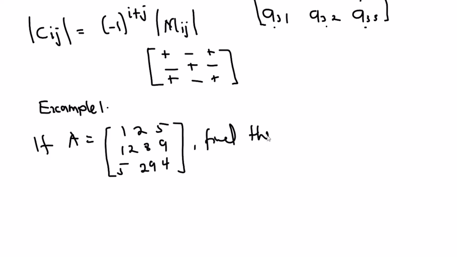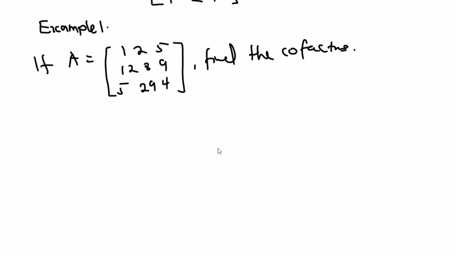Find the cofactors. Okay, so we have to find the cofactors, and we said that for the cofactors, each element will give rise to a cofactor. So these are the elements of matrix A, and we have to find the cofactors. So we'll take the first one.